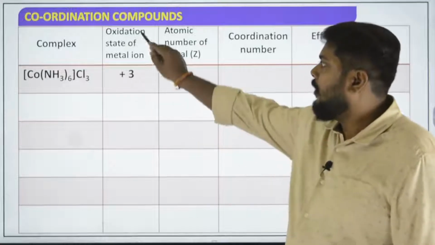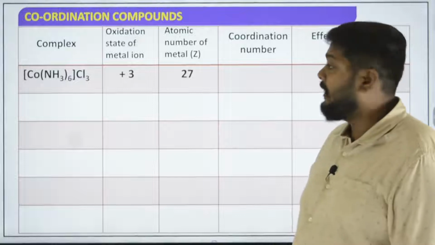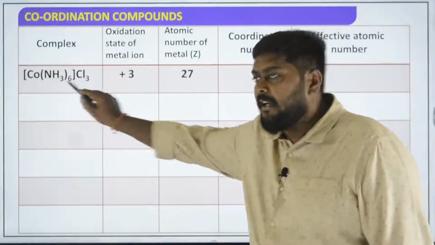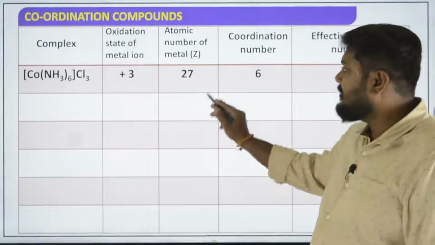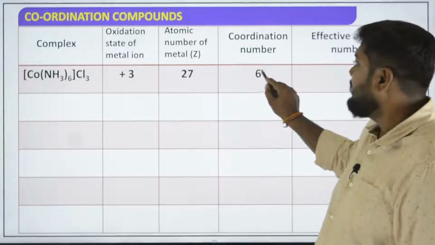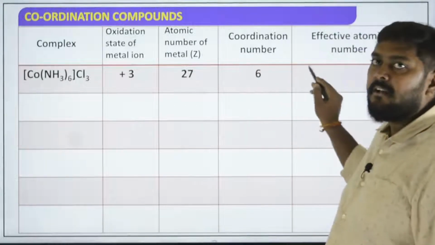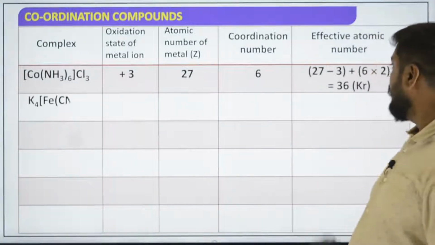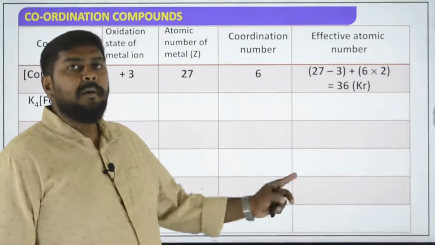Next, see the oxidation state of the complex is +3, and the atomic number of cobalt will be 27, and coordination number, so 6 ligand, 6 amine irukku, amine is the monodentate, so we will be having coordination number 6. As we all know the formula, Z is your atomic number, 27 minus 3 plus 6 into 2, right? 27 minus 3 will be 24, 24 plus 12 will be 36. So I am getting the nearest noble gas configuration, that is krypton. So it obeys EAN rule.